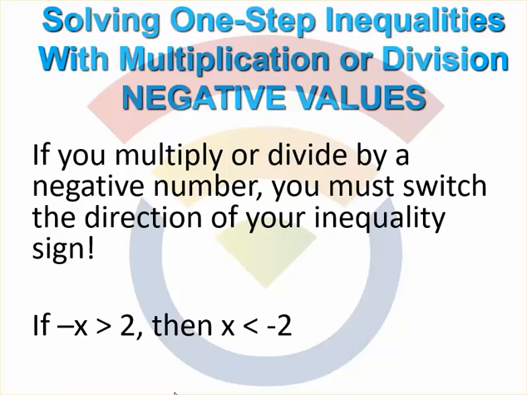Negative means opposite. So the opposite of 5 is negative 5. The opposite of negative 8 is positive 8. So if I have an inequality like negative x is greater than 2, then to get x by itself, I'm going to take the opposite of everything. So if negative x is greater than 2, then positive x is actually less than negative 2.